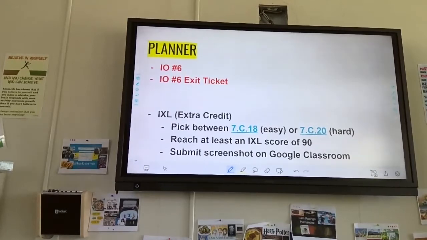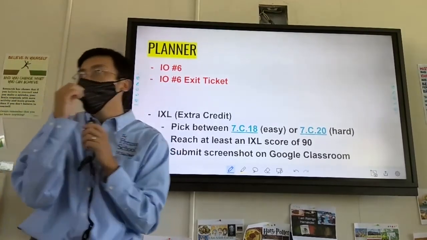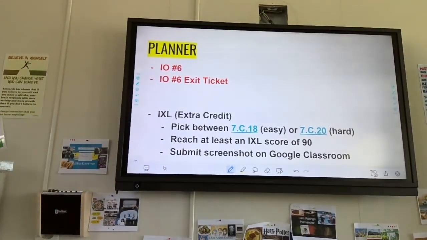Last but not least, in your planner, please make sure you write down IO number 6 and IO number 6 exit ticket. You might be able to finish both of those assignments and you can write none in your planner. So make sure you're being productive, and as always, extra credit through IXL. If you thought today's lesson was super easy, do the hard one, C20. If you thought today's lesson was very hard, do the easy one, C18. If you want double extra credit, do both of them.